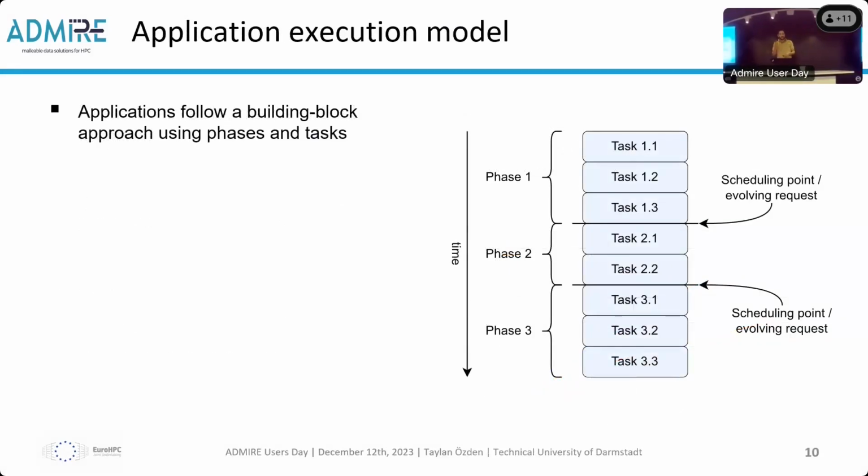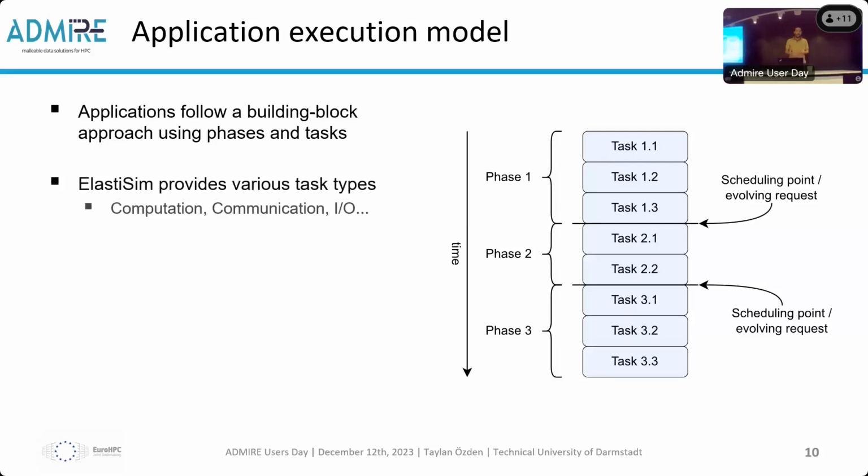Coming back to the application model. In the application execution model here on the right side, you can see from top to bottom we have multiple phases, and every phase has, of course, multiple tasks. You can see already that this follows a building block approach. For these tasks, we provide multiple task types that we can simulate. This can be a computation task, a communication task, or an I/O task, and compute and communication is also something that you can combine.